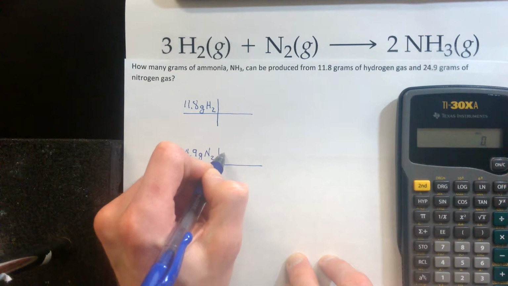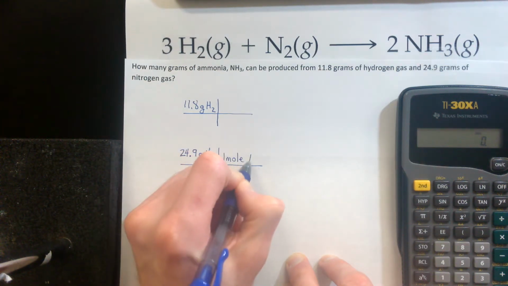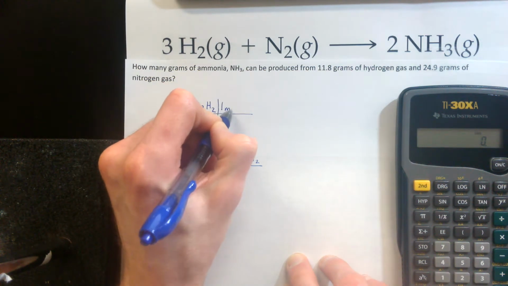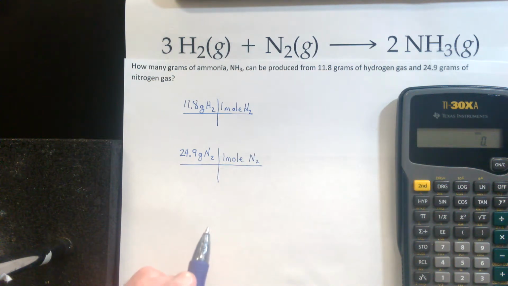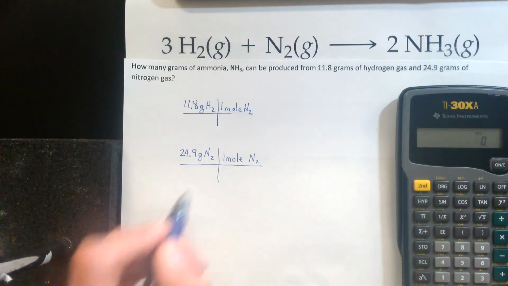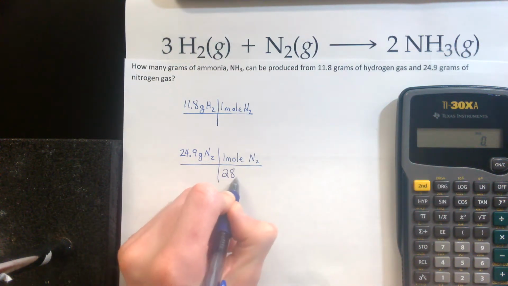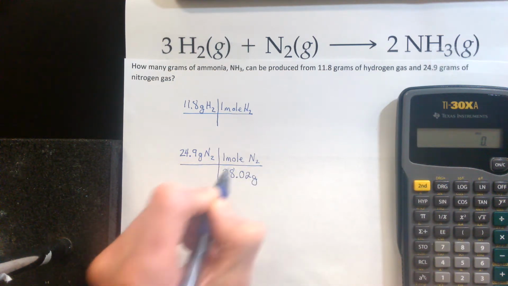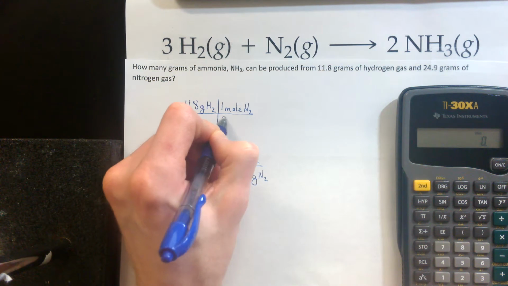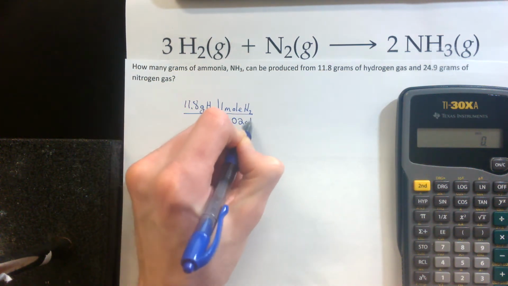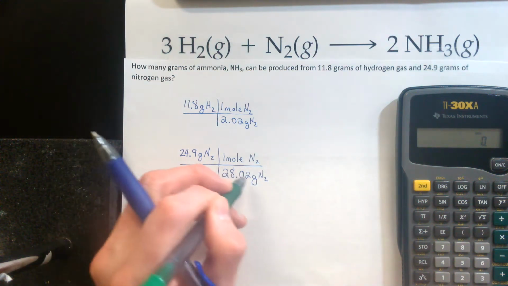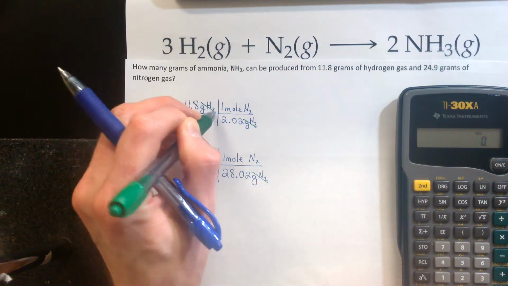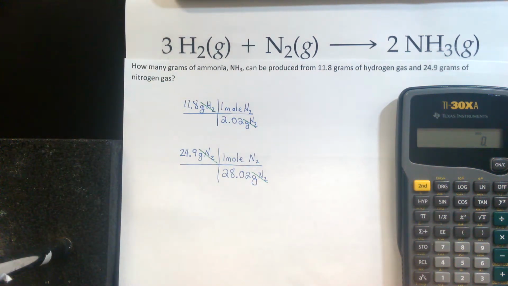Okay, so we have our dimensional analysis: 1 mole of nitrogen gas, 1 mole of hydrogen gas. Now we're using the molar mass relationship to mole for these calculations. So for nitrogen gas we have a molar mass of 28.02 grams. For hydrogen we have 2.02 grams. Now what this dimensional analysis will do is convert each of these quantities to representative moles.